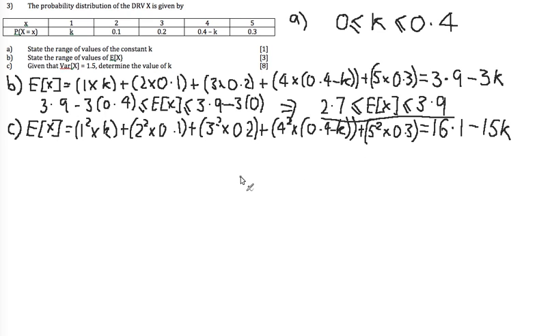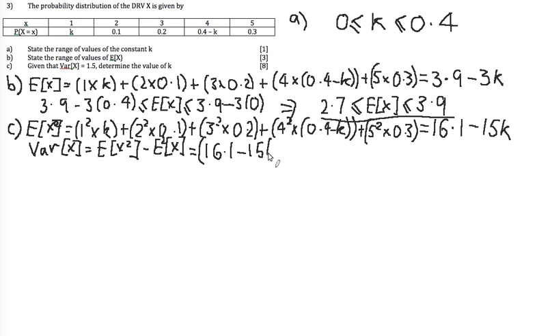Okay, now at this point we've got two expressions, one for E of x, I've missed out the expectation of x squared there, so just squeeze it in there, apologies, and for E of x squared. So remember that the variance of x is equal to E of x squared minus the expectation of x, and we square that expectation. So what I'm going to do is take the expression for E of x squared, 16.1 minus 15k, and I'm going to take away the expression 3.9 minus 3k.